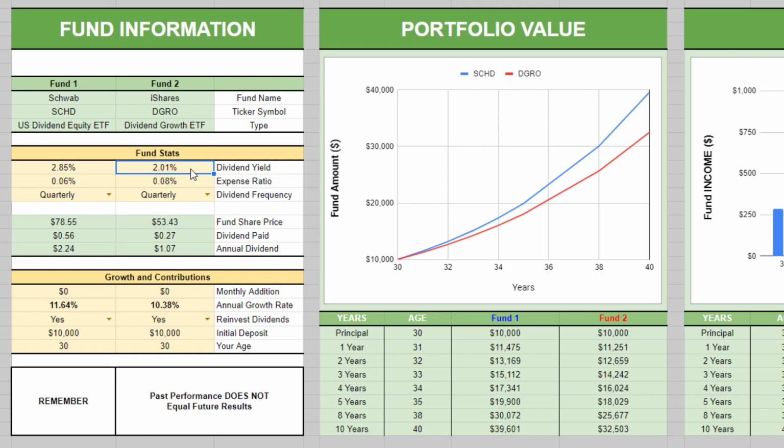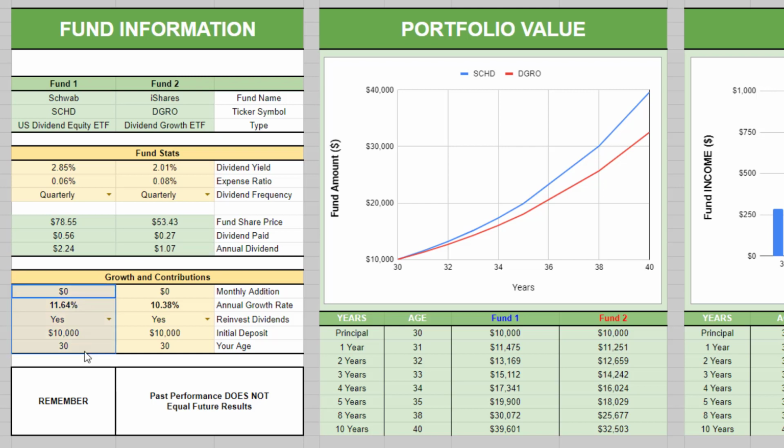For DGRO, the inputs are in yellow and the outputs are in green. 2.01% dividend yield for DGRO, 0.08% for the expense ratio. It pays a quarterly dividend. The fund share price is $53.43 currently. Every quarter, you would get 27 cents per share, or $1.07 every year.